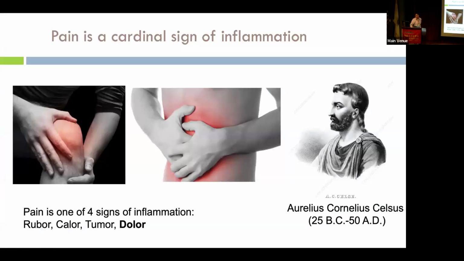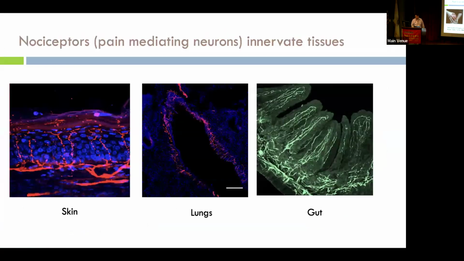Pain is actually one of the 4 cardinal signs of inflammation, as defined by Celsus, the Roman physician 2000 years ago. Dolor, right? So dolor is pain, there's redness, heat, swelling. So in a sense, immune responses and pain have long been linked together. But we're starting to appreciate that the nervous system that mediates pain also coordinates inflammation itself.